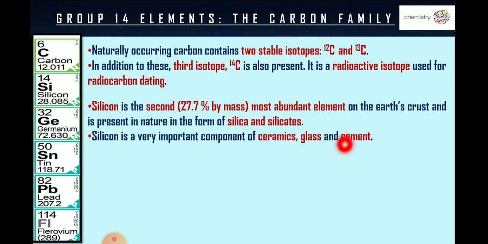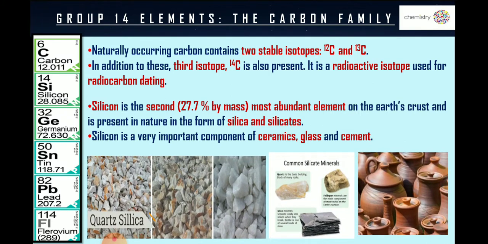The next element, silicon, is the second most abundant element in the earth crust. This concept we studied in a previous group also. Silicon is found around 27.7% by mass of the earth crust. This silicon is found in nature mainly in the form of silica and silicates. Silicon is found in ceramics. Ceramics, glass contain silicon in the form of silica and silicates, and even cement contains silicon.